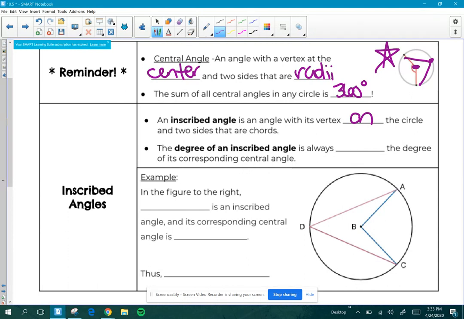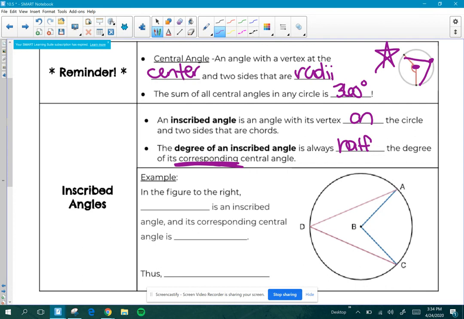Now, there's a relationship between inscribed and central angles. The relationship is that the degree of an inscribed angle is always half the degree of its corresponding central angle. Now, it's important, it's not just any central angle, it has to be the corresponding central angle. So I felt like the easiest way to explain what a corresponding central angle was is with a picture. I don't know why it came out so blurry, so I'm sorry about that.